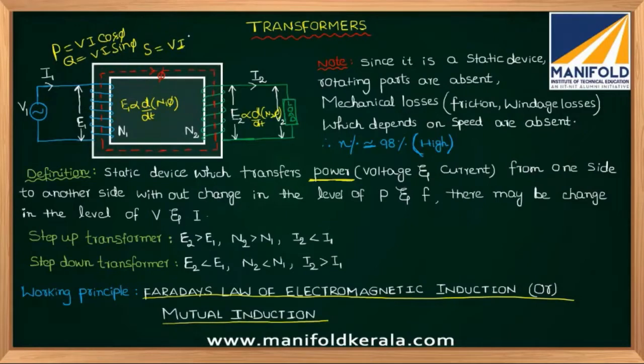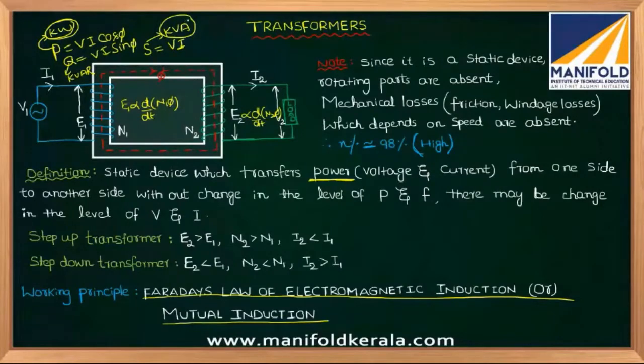Now I'm asking one simple question. Please try to understand: the transformer transfers which power? Active power. But there is a different case, I'll tell you in future. The transformer rating will be in VA or kVA, not in watts or kilowatts. Tell me, what is the unit for active power? Kilowatts. For reactive power? kVAR. For apparent power? kVA. The transformer transfers active power, but the transformer rating will be given in kVA. That I'll explain in future.